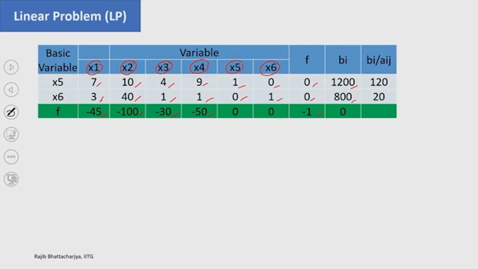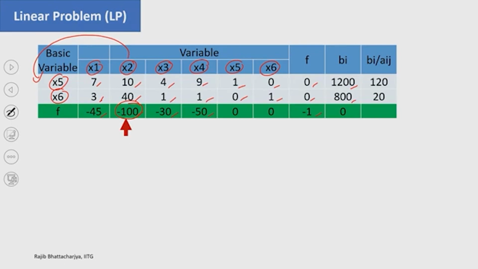Okay. Now, x5 and x6 are basic variables, and x1, x2, x3 and x4 are non basic variables. Now, what is the first step? I have to look at the objective function row and look for the minimum value here, the minimum negative. So, what is the minimum negative here? That is minus 100. So, that is the minimum one. So, therefore, x2 will enter into the basis. Now, the question is which will come out of the basis, whether x5 or x6.